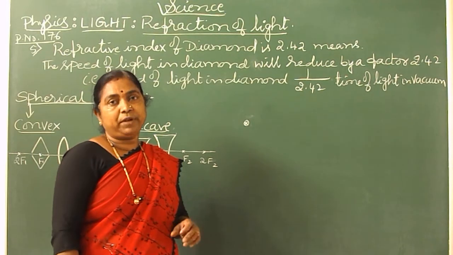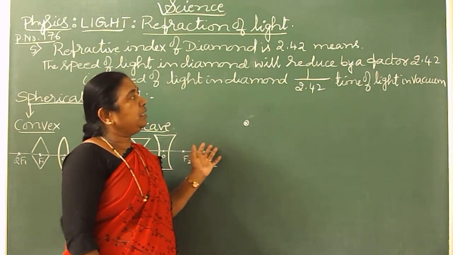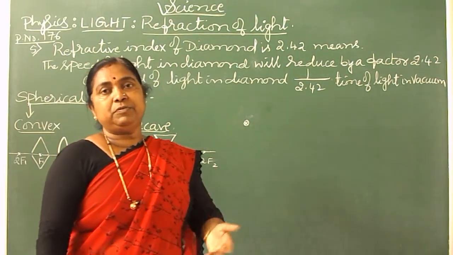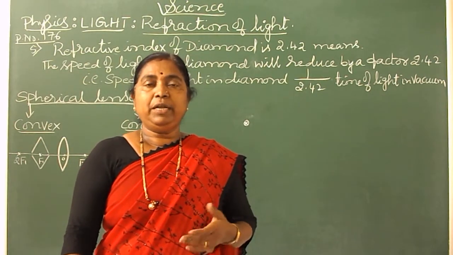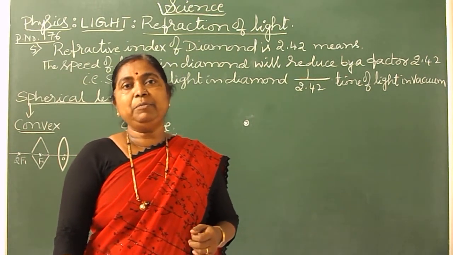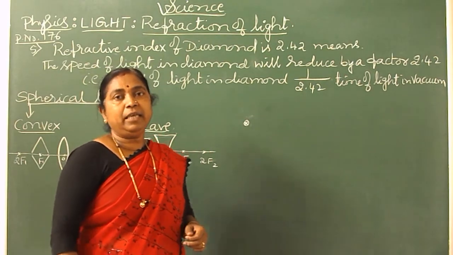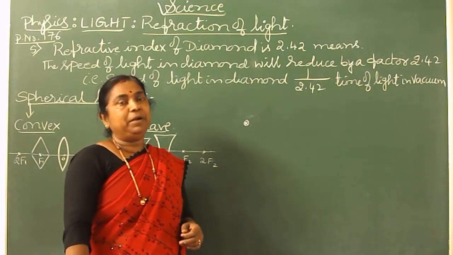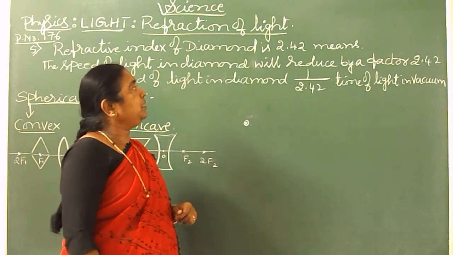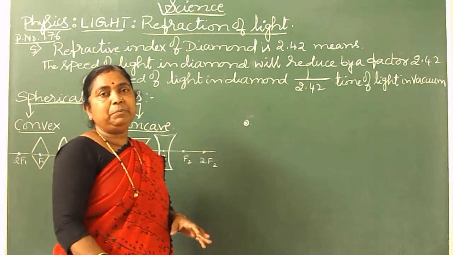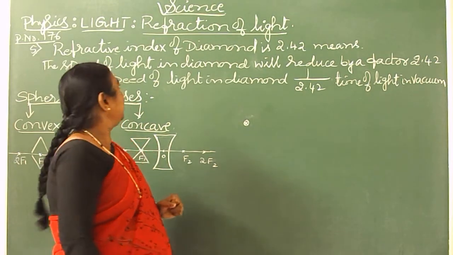What is meant by refractive index, and how does the refractive index change from one medium to another? Here is the list of refractive indices of the different material media you have learned. The least is air and the highest is diamond. One question is given: the refractive index of diamond is 2.42. What does it mean?